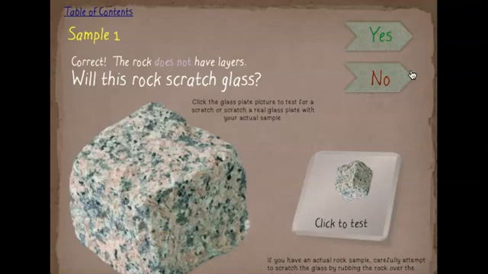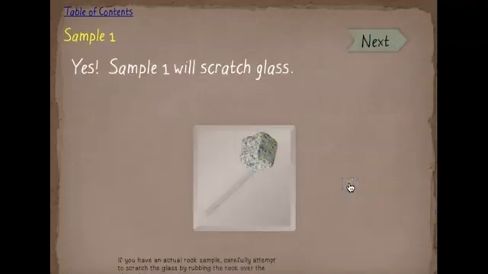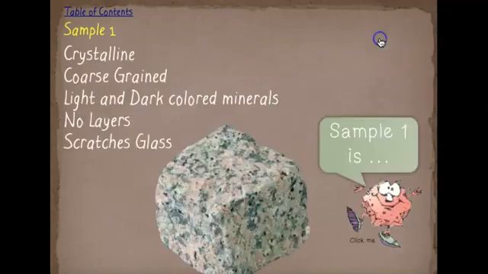Will this rock scratch glass? So if I click on the little test, I can see a little streak on the glass. Yes, it will. Sample 1 will scratch glass. I can then click next. And I've got all of the information about this particular rock. It is crystalline. It's coarse-grained. It has light and dark colored minerals. There are no layers, and it scratches glass, meaning that it must be harder than glass.